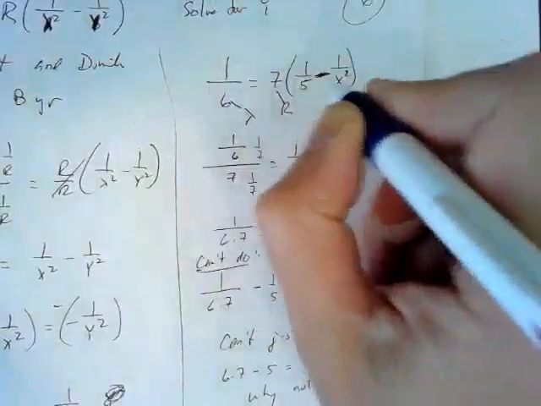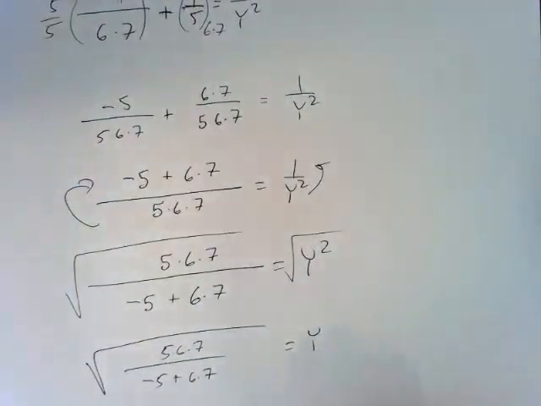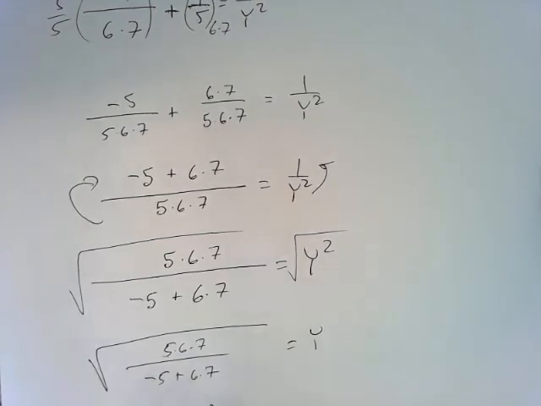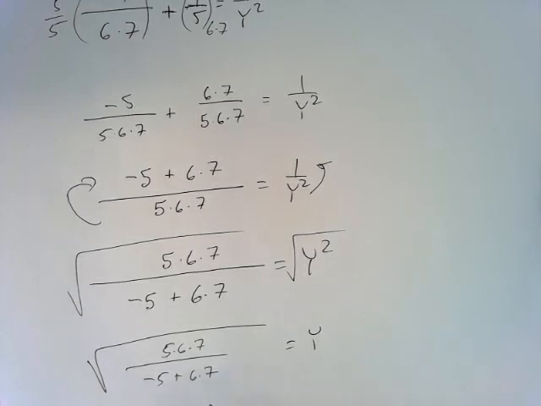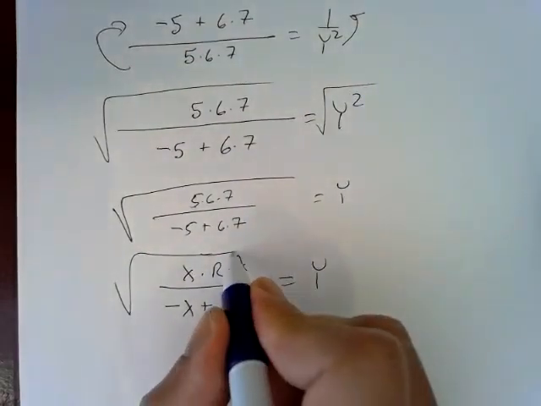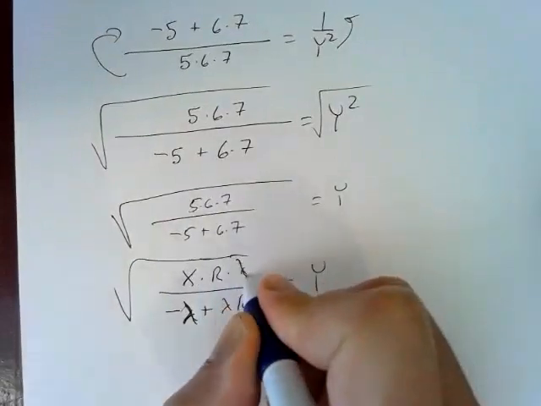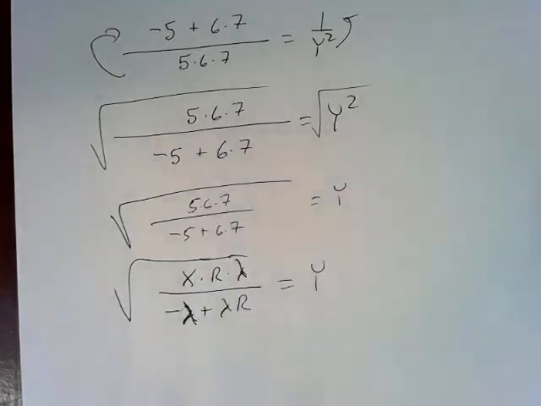6 stood in for wavelength, 7 stood in for r, 5 stood in for x. So 5 stood in for x, 6 stood in for r, 7 stood in for wavelength, minus 5, which was minus x, plus 6 was wavelength times r, so we'd get the square root of that. Sorry. That should be wavelength. That should be x. That's wavelength, lambda symbol. Okay. So that's using numbers to do this.